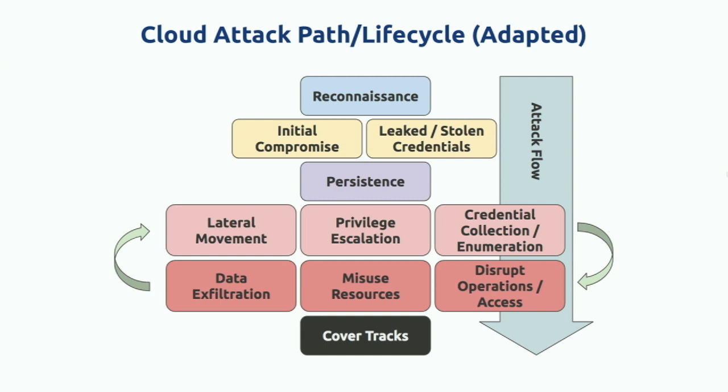The second thing I want to call attention to is the lateral movement, privilege escalation, and credential collection and enumeration layer. That's very muddy in a cloud environment. It's very fluid. Keys are associated with applications, with instances, inside functions, or just API calls away. So if you're breaking into an environment, there's no single downward path in this diagram for your lateral movement. You're going to be moving around a lot in that layer to get where you need to go. And then on the final layer, I'm going to call attention to the misuse of resources and the disruption, as well as the covering of the tracks.